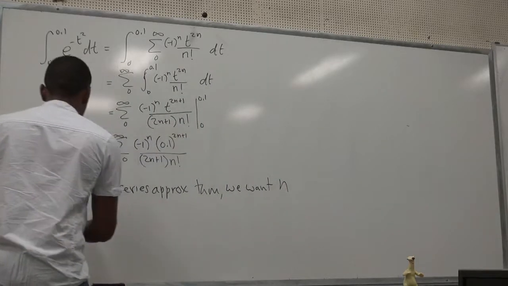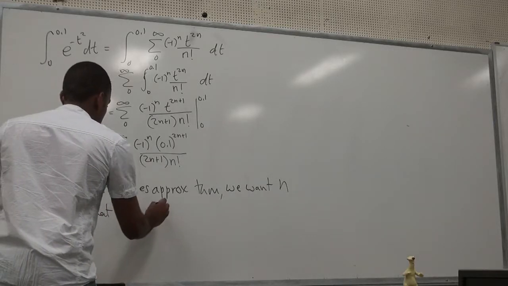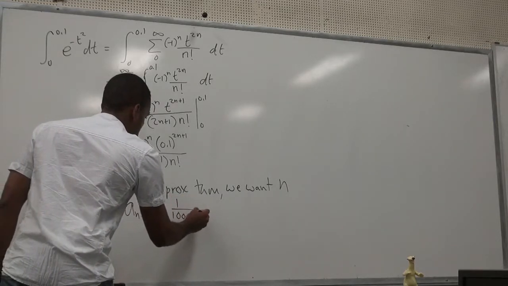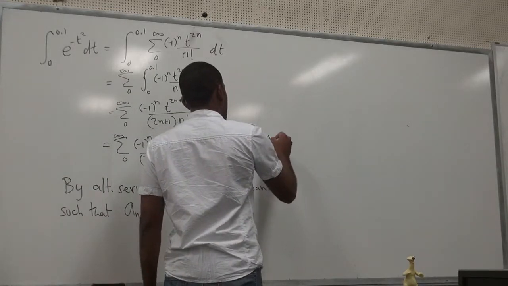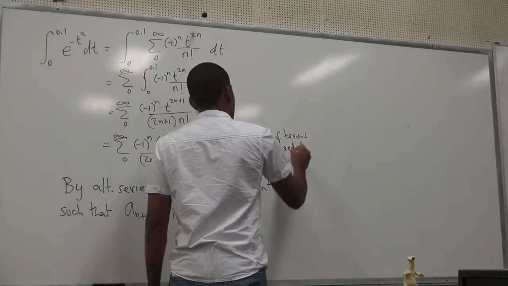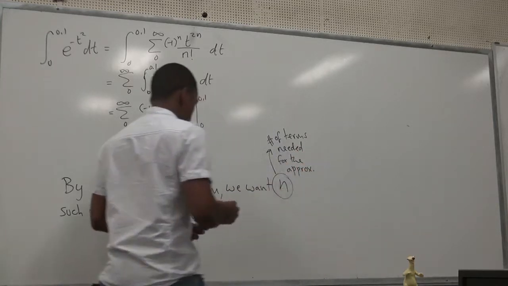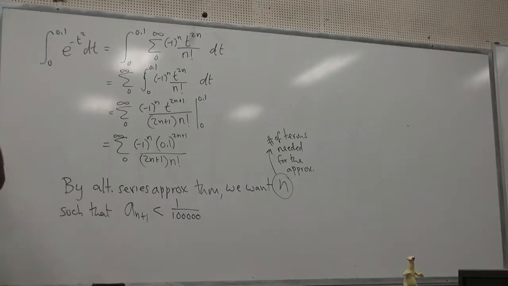Such that a sub n plus 1 is less than 5 decimal places, right? Which is 1 over this guy with 5 zeros. N is the number of terms I'm going to need. So it says I just need the n plus first term to be less than whatever restriction I want. And so a sub n plus 1 just means I'm going to take this term and plug in n plus 1 and solve for n.